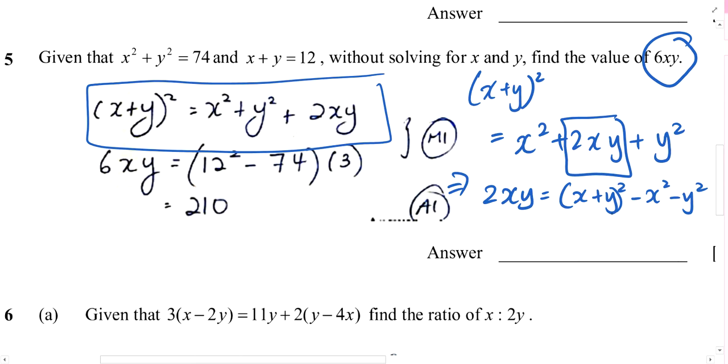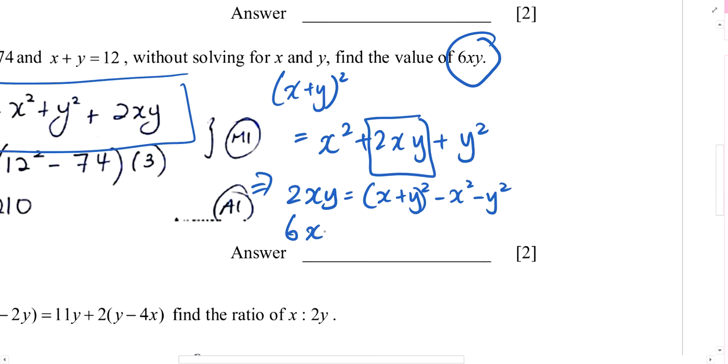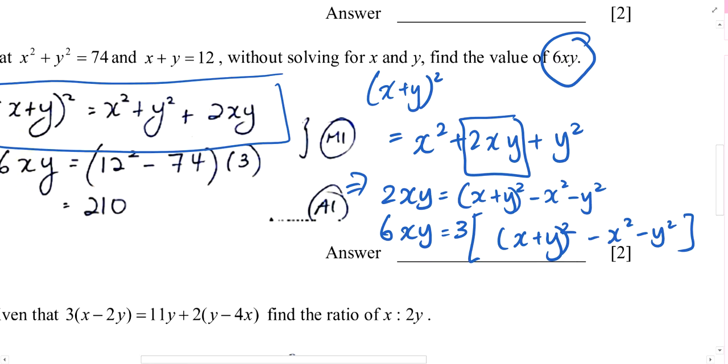Okay, this is my 2xy. Since I require 6xy, then this will be 3 multiplied by my (x plus y) squared minus x squared minus y squared. Then I've got all the other information required already.